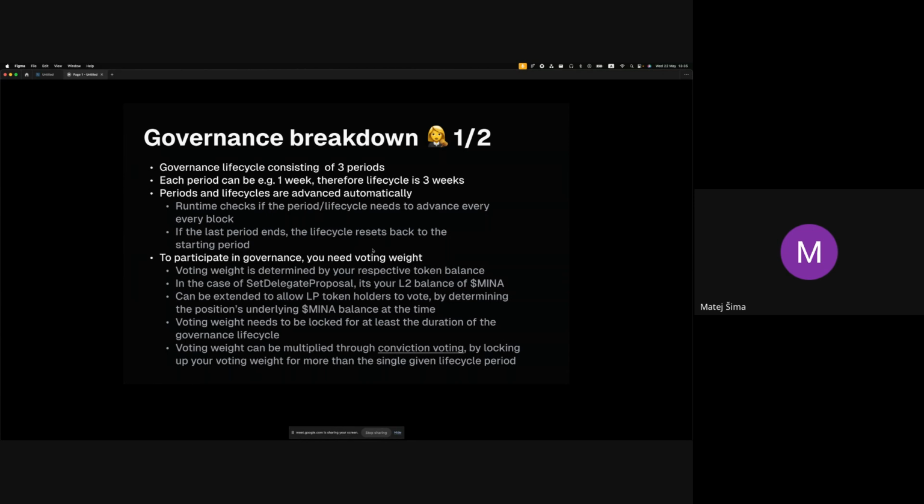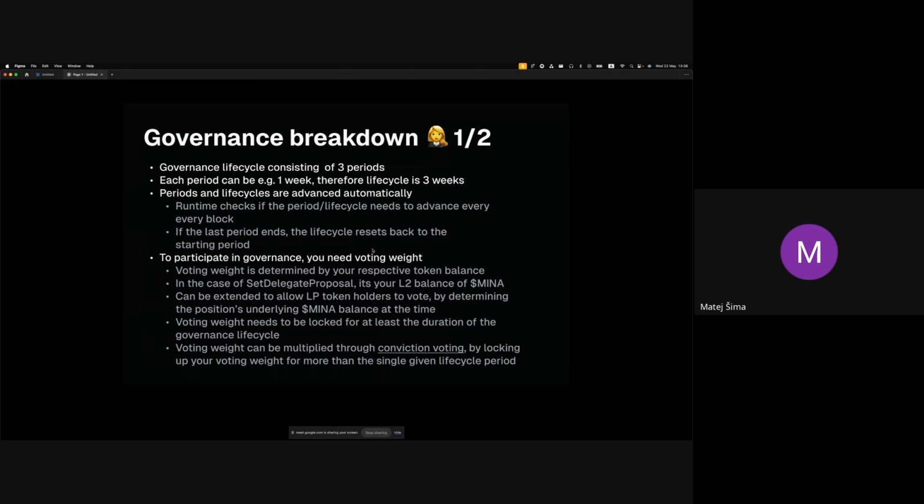Both the periods and the overall lifecycle are advanced automatically by the protocol. So we have not a runtime, but a protocol implementation that checks if the period or the lifecycle needs to be advanced. And that happens essentially every block by design. In the current implementation, it happens with every transaction, but that's more or less equivalent. When the last period of the lifecycle ends, the whole lifecycle resets back to the starting period. So if you go through periods 1, 2, 3, and you're at the end of period 3 and it's supposed to advance again, you won't go to period 4, but you will go back to period 0, and the ID of the lifecycle will increase.